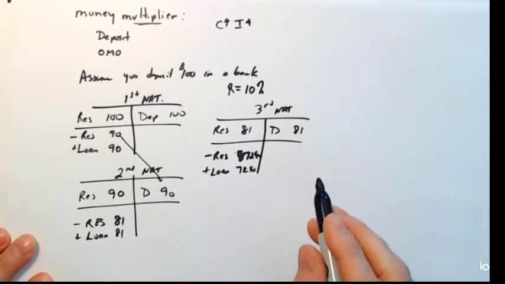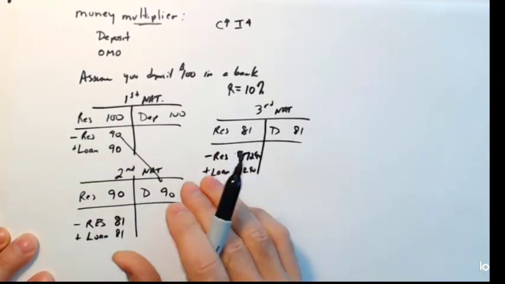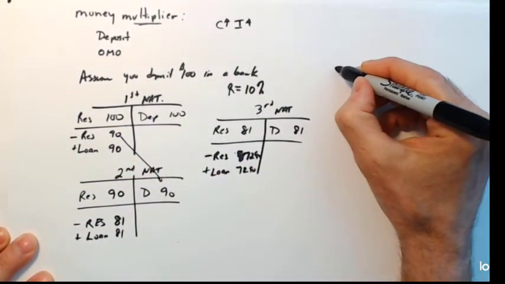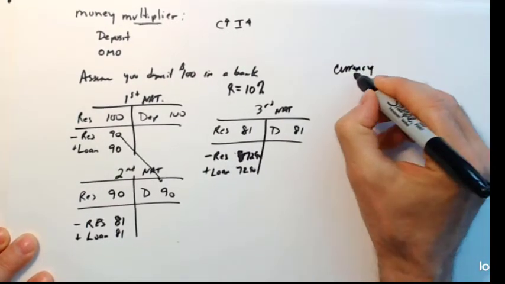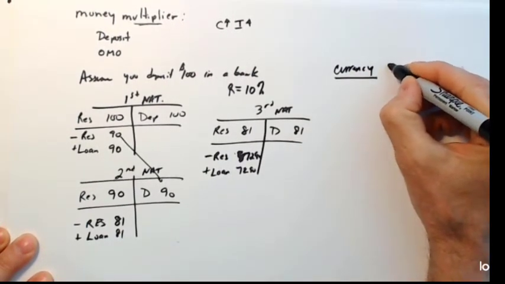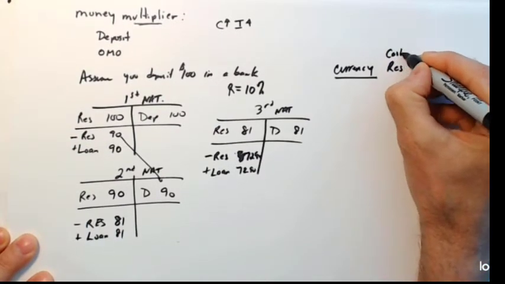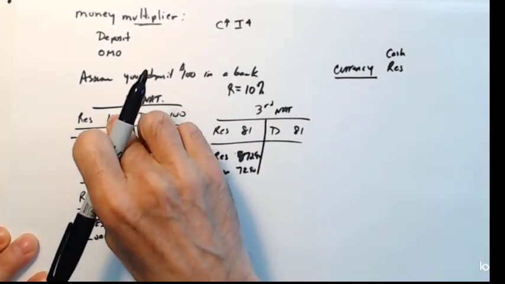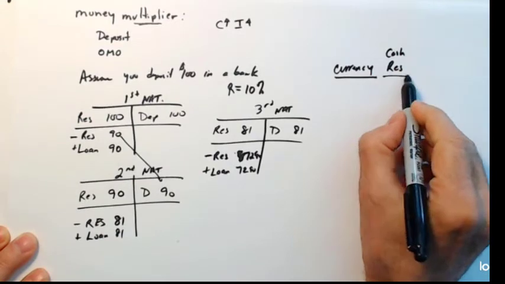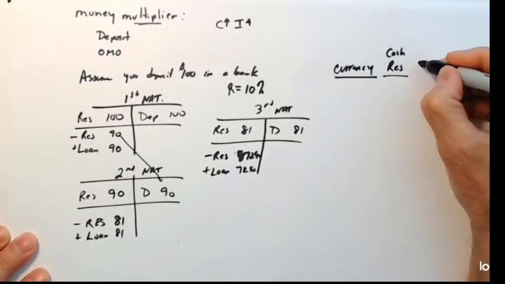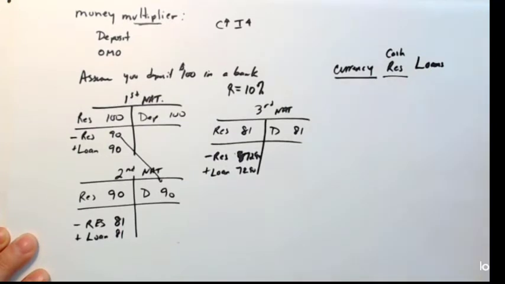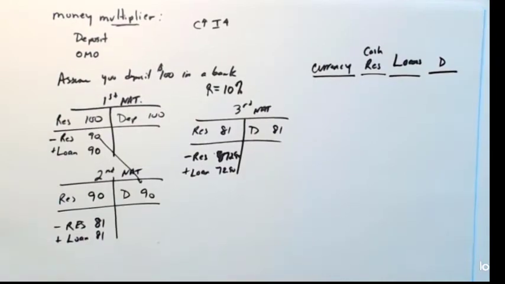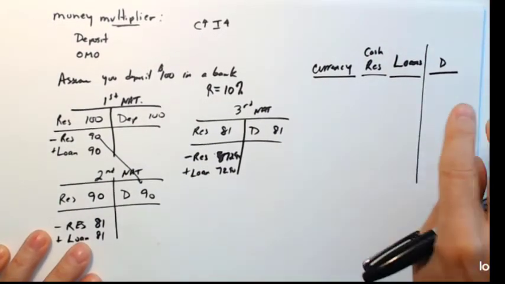So now let's run a tally as to what happened here. And what I'm going to do is write out currency, and I'm going to write out reserves, or what we call cash. Remember, this is cash on reserve. It's cash in a vault of the bank or reserves at the Federal Reserve. So they're basically the same thing, cash/reserves. And then we'll have loans, and then we'll have deposits here.